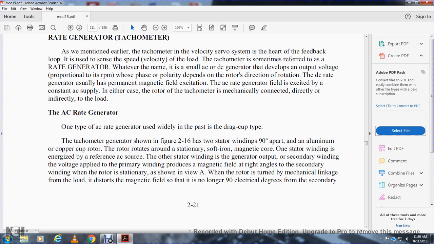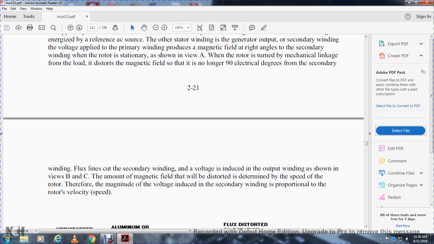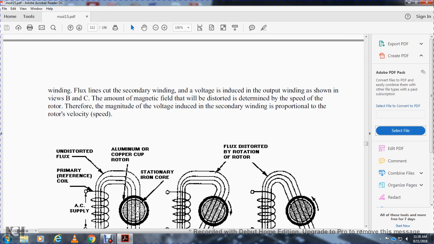The voltage supplied to the primary winding produces a magnetic field at right angles to the secondary winding. With the rotor stationary, as shown in view A, no voltage is induced in the secondary. When the rotor is turned by the mechanical link of the load, the magnetic field is no longer 90 electrical degrees from the secondary winding, and flux lines cut the secondary winding, inducing voltage in the output winding, as shown in views B and C. The magnetic field is distorted in proportion to the speed of the rotor. Therefore, the magnitude of the voltage induced in the secondary winding is proportional to the rotor's velocity.